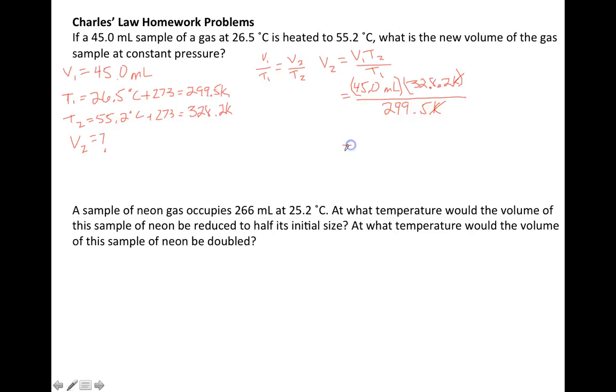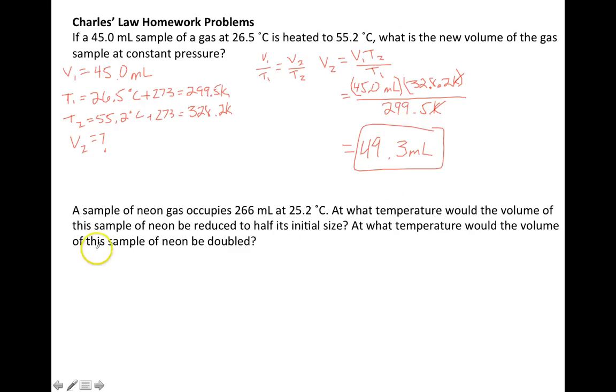My answer will be in milliliters, and I did not get specified how to give the volume, so I'm going to leave it in milliliters. Don't change unless you're told to. And when I do the math, I come out with 49.3 milliliters. Do a does this make sense check. Okay, well, my temperature went up, so my volume should go up, and it did.